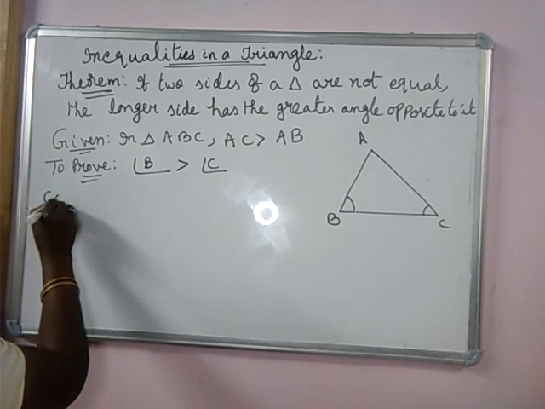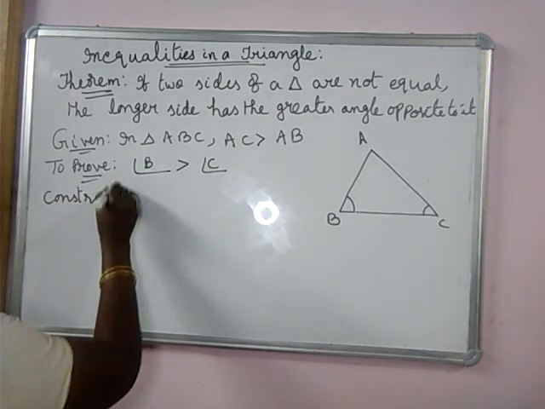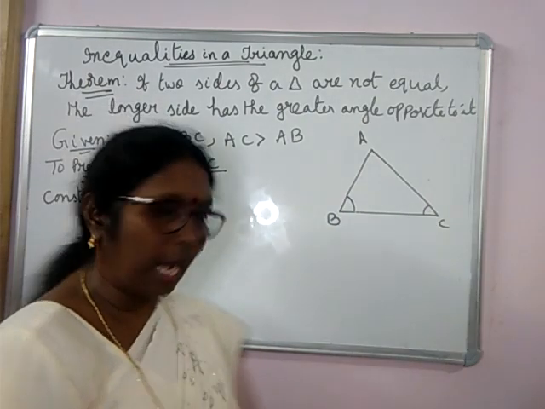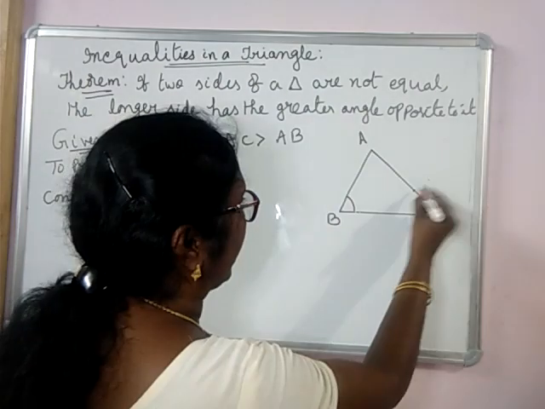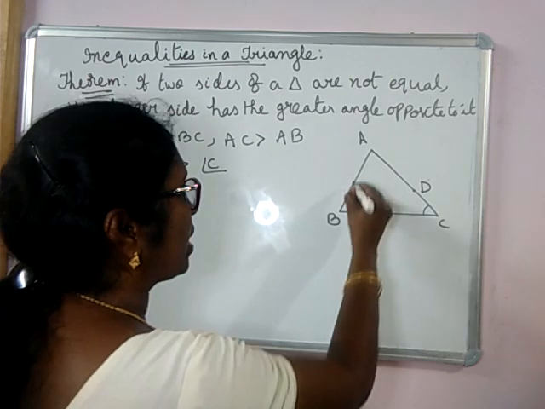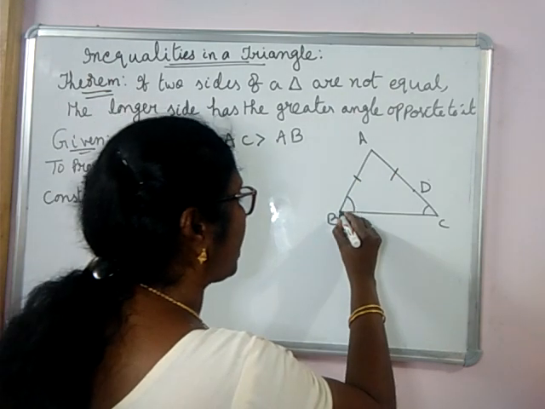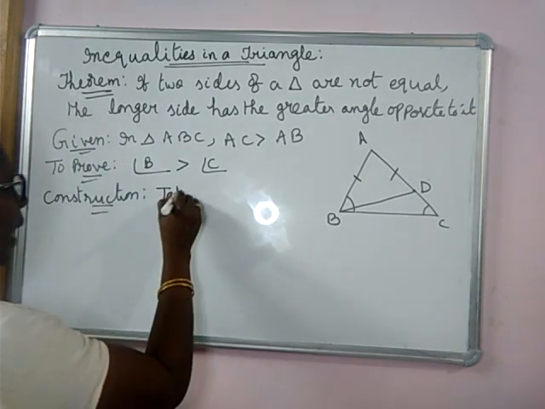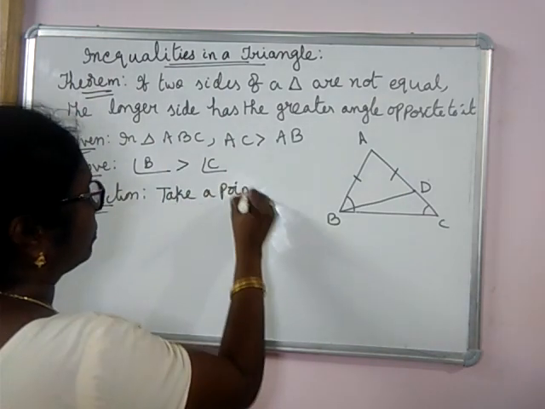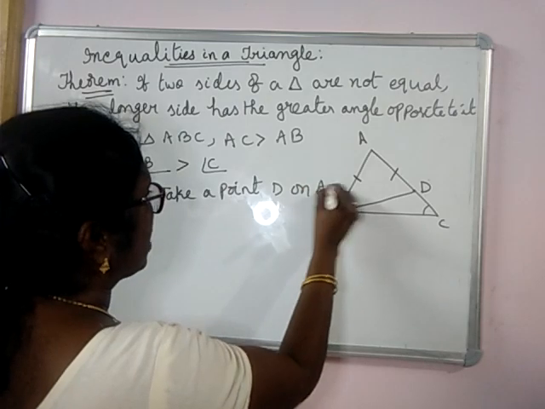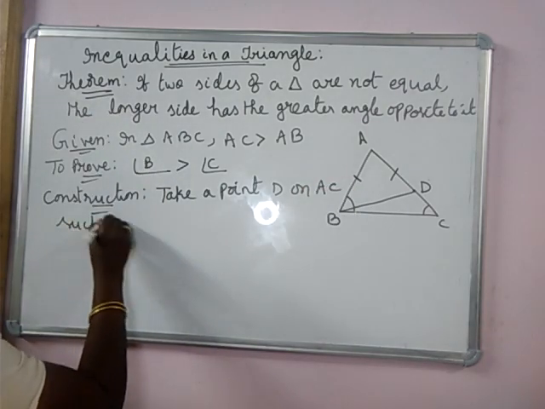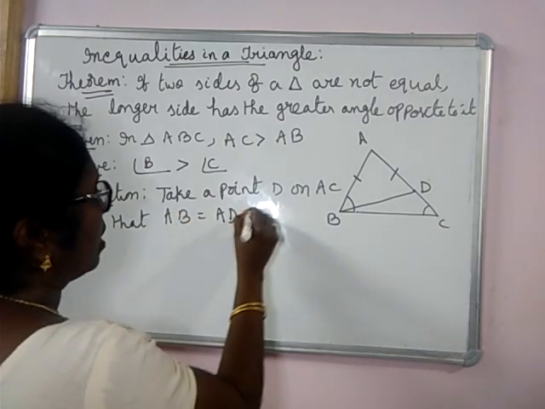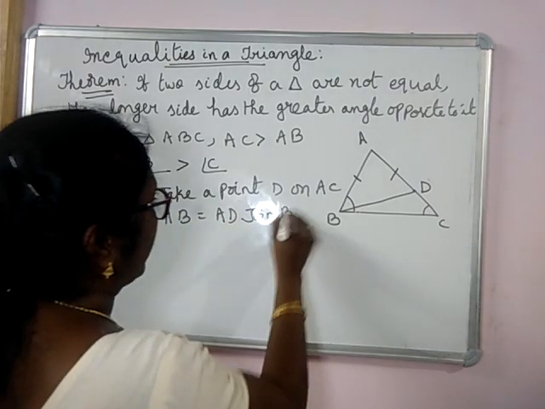So, here we have to do some construction. What we have to do is, if AC is greater than AB, take a point D on AC such that AB is equal to AD. Then join BD. Take a point D on AC such that AB is equal to AD and also join BD.